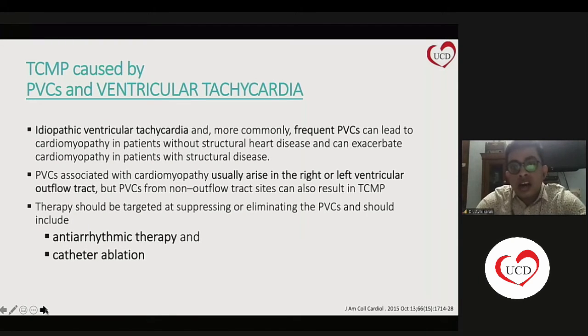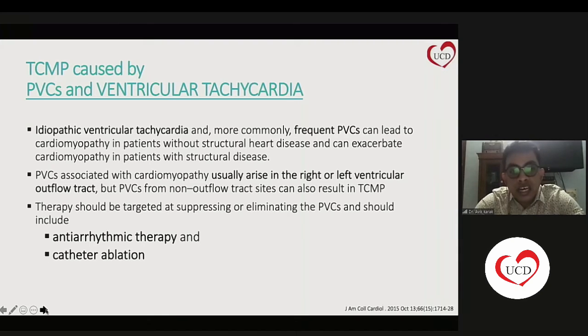Regarding PVCs and ventricular tachycardias, idiopathic VT and, more commonly, frequent PVCs can lead to cardiomyopathy, especially PVCs with a QRS duration more than 150 milliseconds, epicardial origin PVCs, interpolated PVCs, and a PVC burden of more than 5,000 to 30,000 PVCs per day, contributing to more than 10 to 24% of the total QRS complexes in a day. Male sex too. All these are risk factors for tachycardiomyopathy in these patients. PVCs associated with cardiomyopathy usually arise in the RV or LVOT tract.